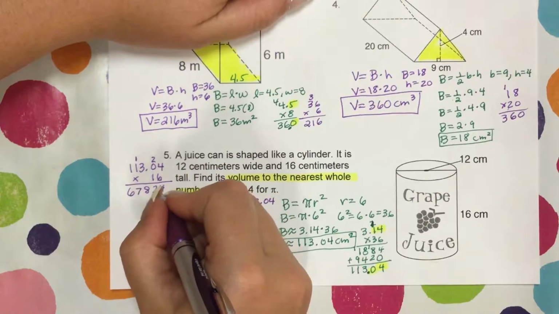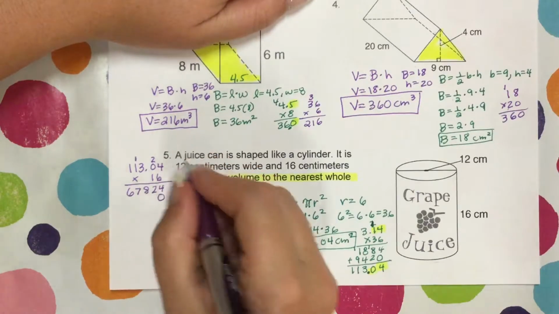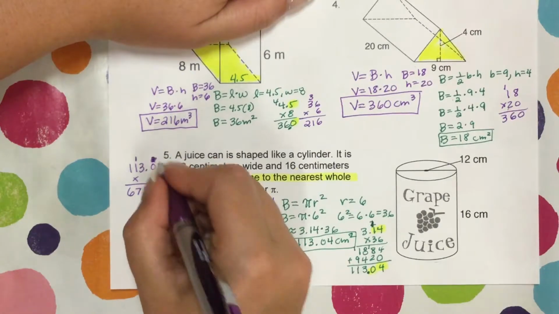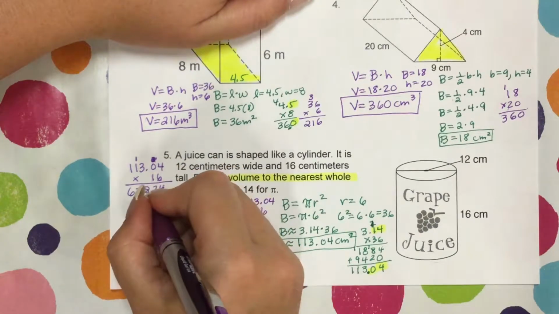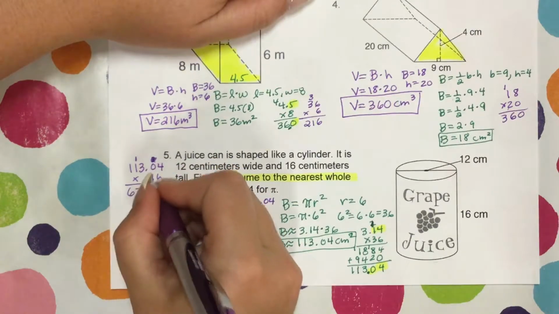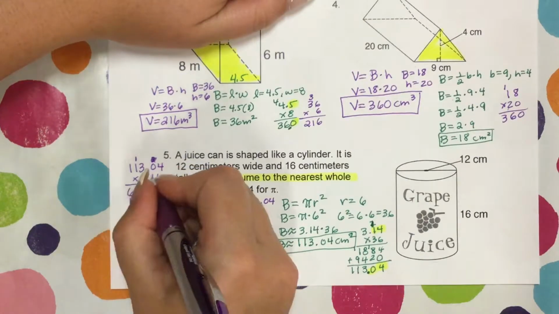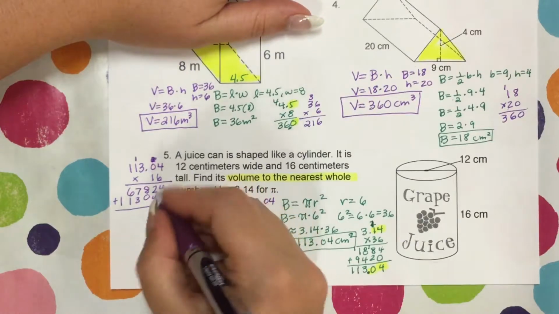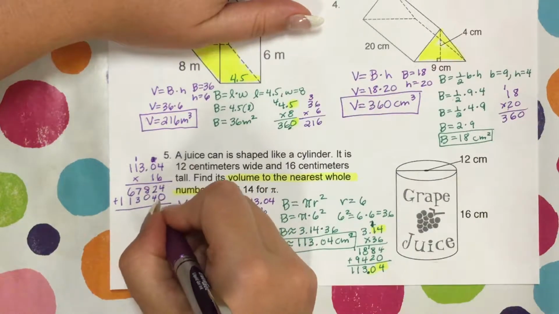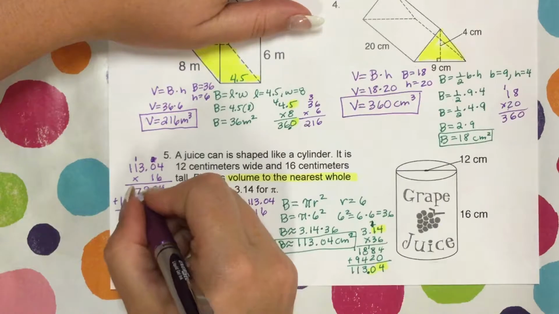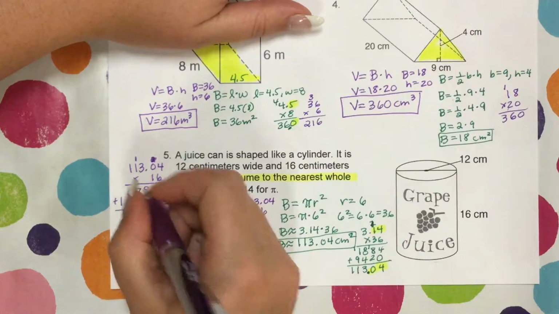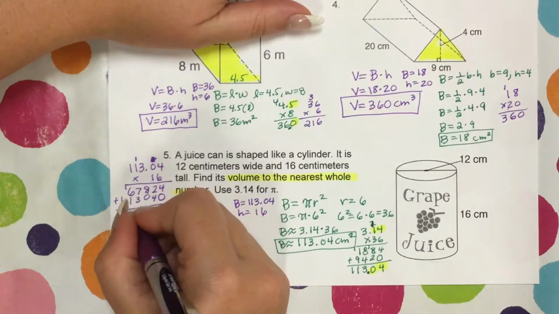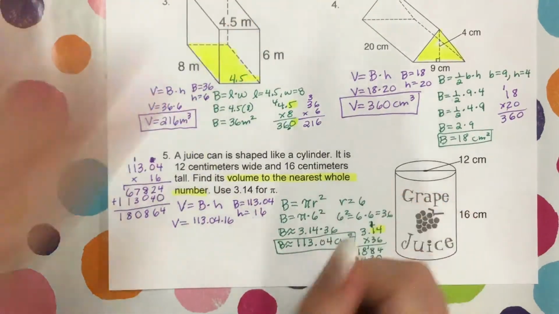Okay, now I'm moving to the tens place, so I need to put a 0 in the ones place before I start. 1 times 4 is 4. 1 times 0 is 0. 1 times 3 is 3. 1 times 1 is 1, and 1 times 1 is 1. And now I add. 4 plus 0 is 4. 2 plus 4 is 6. 8 plus 0 is 8. 7 plus 3 is 10. Write the 0, carry the 1. 6 plus 1 is 7, plus 1 is 8, and then there's a 1.